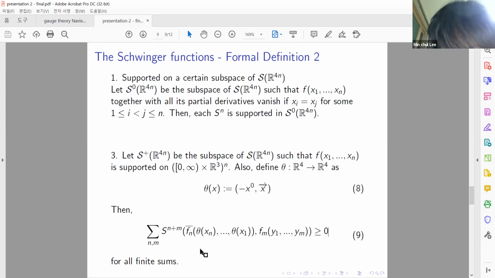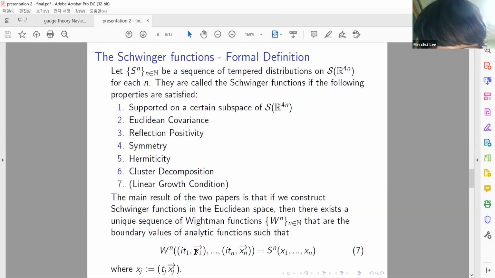Wick rotation is essentially the rotation of the time axis from the real axis to the imaginary axis, and it is essentially the analytic continuation from the Minkowski Wightman functions to the Schwinger functions, like this. You change from real time to imaginary time, and so if you do this formally in the heat equation, you get the Schrodinger equation, right? Yes.